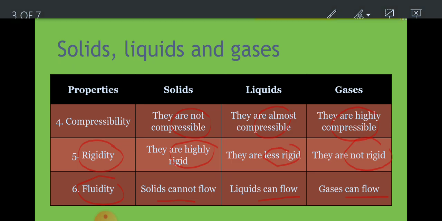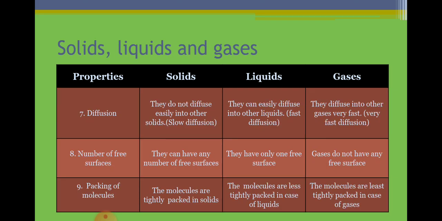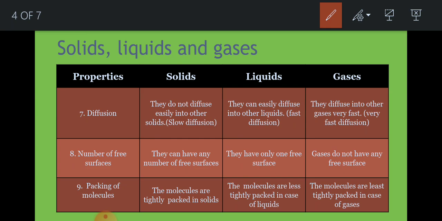Now let me discuss the next property, the seventh property, that is diffusion. What is diffusion? Diffusion means the movement of particles or molecules from a region of higher concentration to a region of lower concentration.